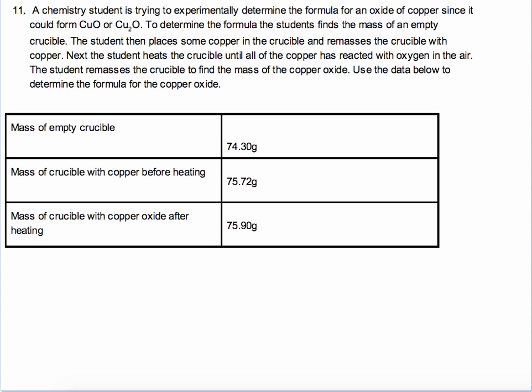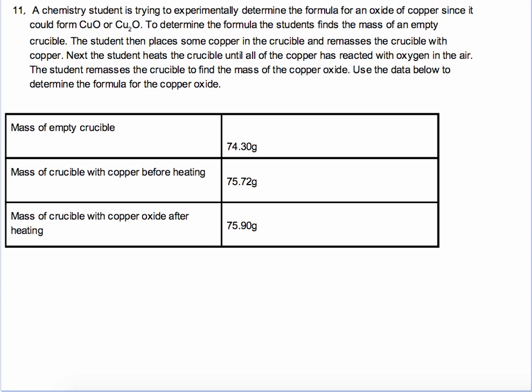What they did is they took an empty crucible, put some copper in the crucible, heated the crucible until it reacts with oxygen, and then remassed it to find the mass of the copper oxide. We're going to use the data below to figure it out. The first thing is we've got to find the mass of the copper and the mass of the oxygen that combines.